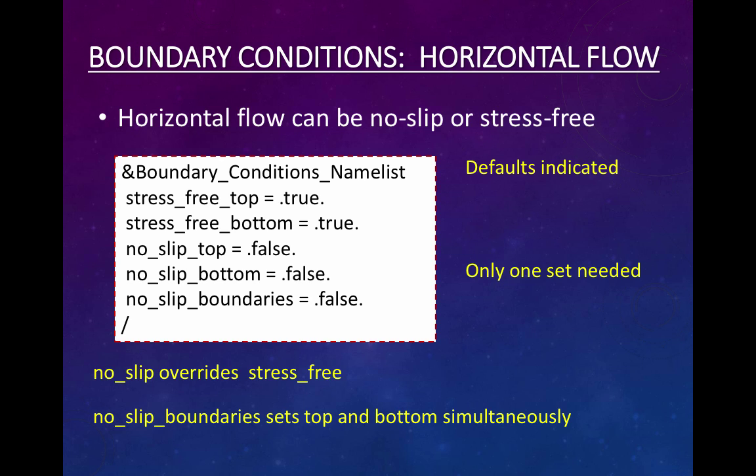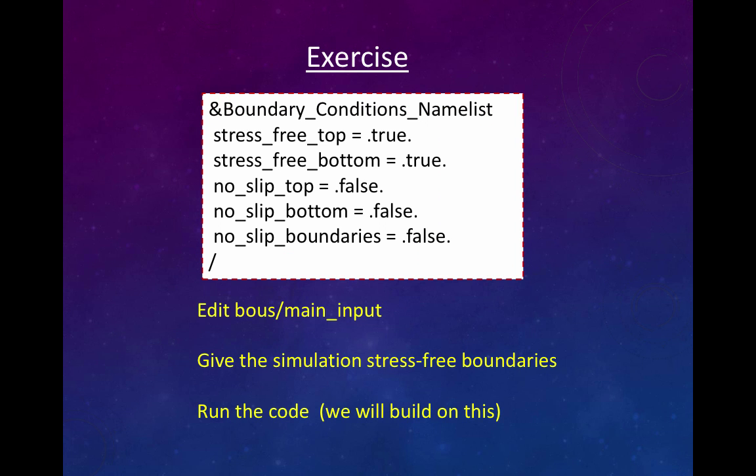and if you set no slip, it will override stress-free, and then no slip boundaries will set no slip top and no slip bottom simultaneously. Okay, so the default is to have both boundaries stress-free, and then you can play with various combinations of these to reset that. Okay, and so why don't we try it with our Boussinesq example? Let's give it stress-free boundaries now, just to verify that everything seems to work okay.